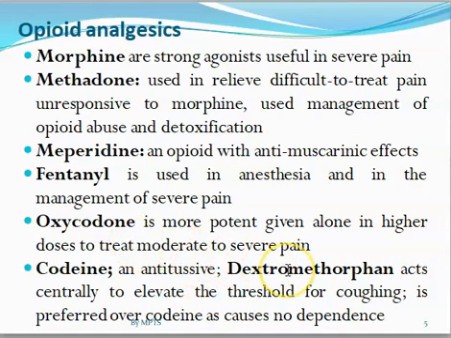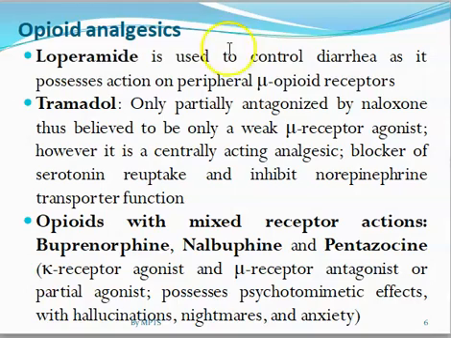Because this is opioid-like, I was supposed to put it at the end, but I just put it here. These are opioid-like drugs, like the next slide. Loperamide, this is of course an opioid-like medicine. It is used to control diarrhea as it possesses action on peripheral mu opioid receptors. Of course, we know that it will reduce the GIT tone and peristalsis, and this is called Lomotil or Imodium in the pharmacies.